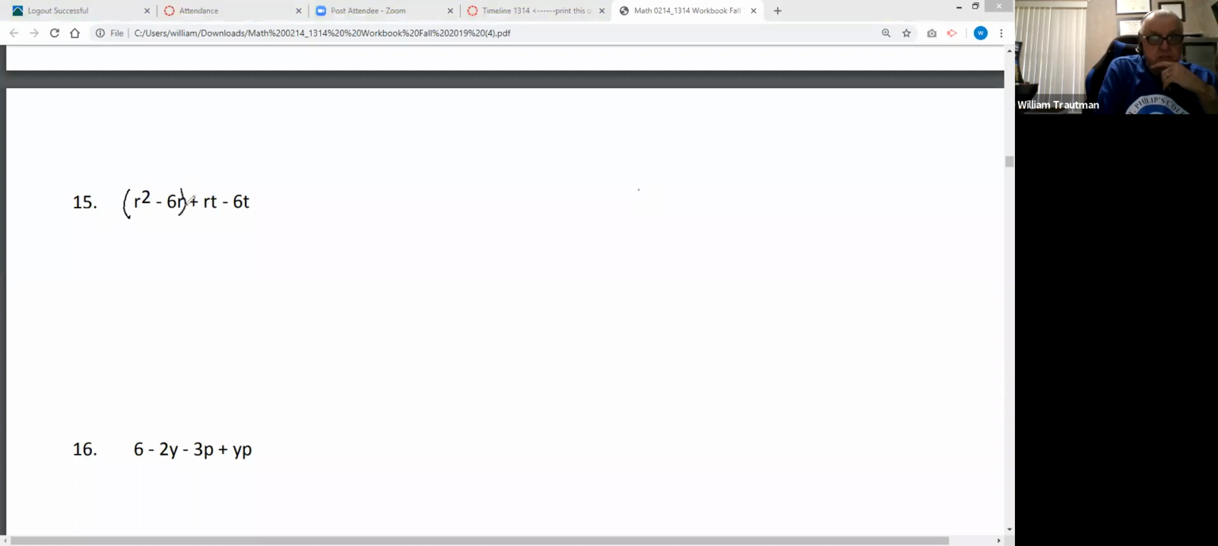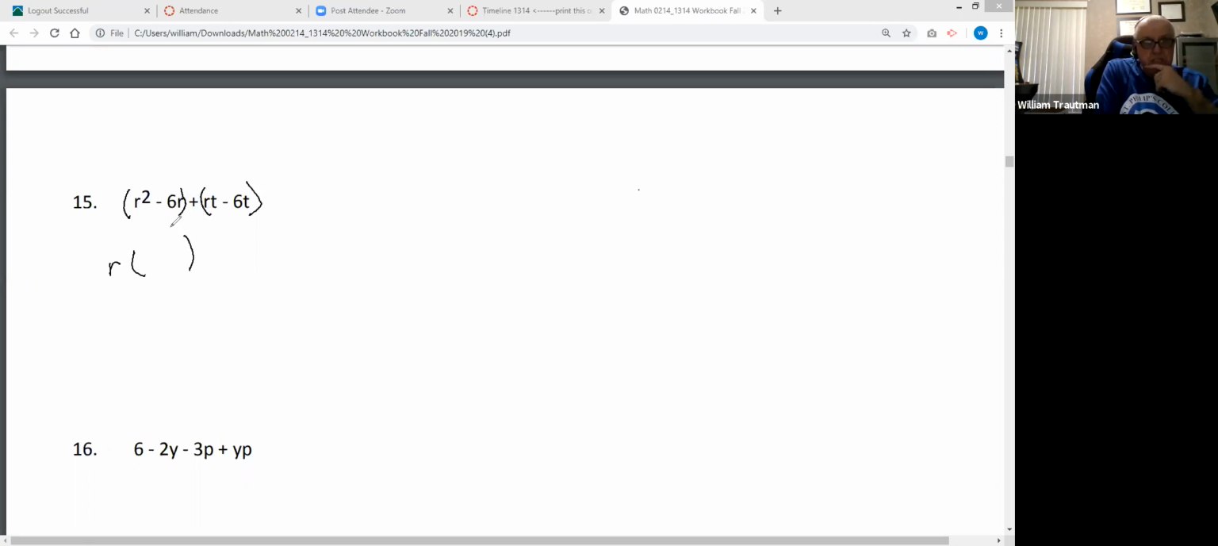Parentheses around the first two terms and the second two terms. Make sure there's a plus sign between it. Step 2, factor out the GCF. A 1 divides out, and the lowest power R is R. So the only thing that really divides out is an R.